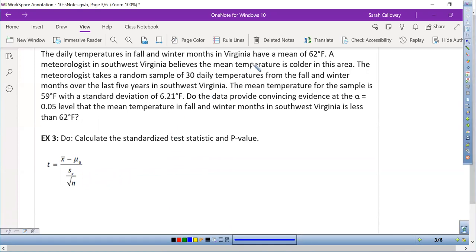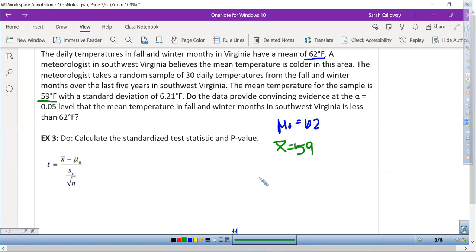So remember that within this problem, we talked about this 62 degrees Fahrenheit. That's going to be the value for mu naught. Okay, so 62 is the value for mu naught, which means that 59 degrees is the amount from our sample. So that's going to be the mean of the sample, or X bar. So remember, X bar is the mean of a sample. Mu is the mean of the population. And it's mu naught because we're assuming it's the mean. We don't know for sure.